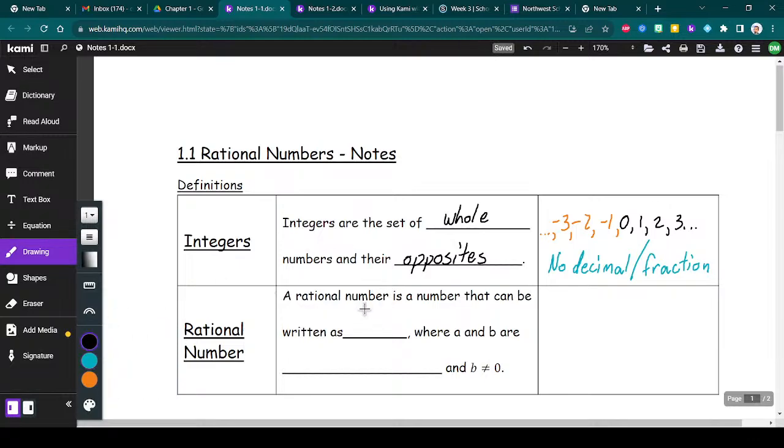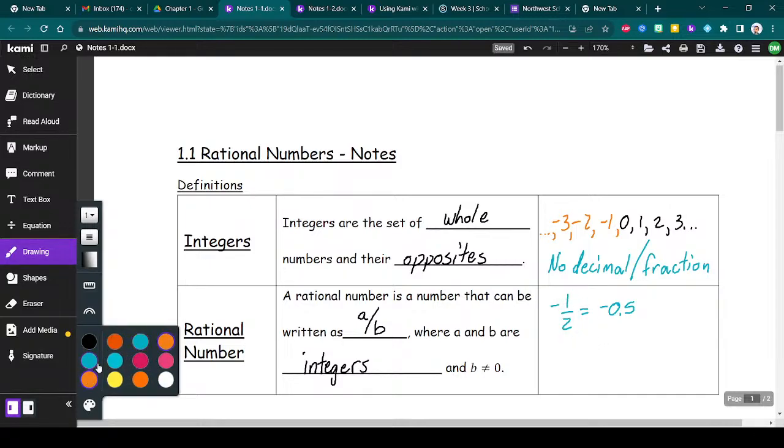Rational numbers can be written as a fraction of a over b, where a and b are integers, and b is not equal to 0. So when we look at this, some examples would be things like -1/2. 1/2 you should know is 0.5, and that's negative because we said it's -1/2. Likewise, if we did -1/3, that'd be -0.3 repeating.